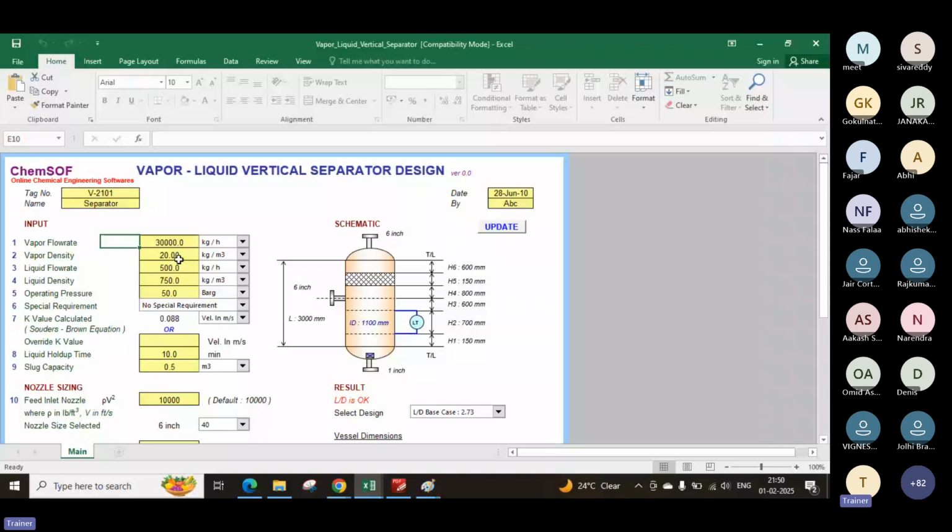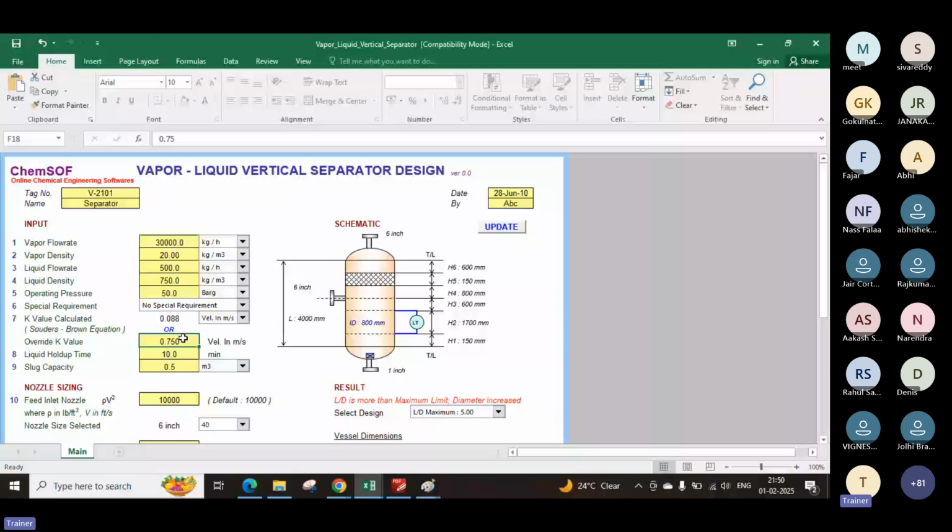Okay, so this is the operating pressure. Special requirement is generally the location of the vessel. The K value, from the Souders-Brown equation, you can calculate this, or you can put in your own value, say 0.75. So you can see the change in this one.